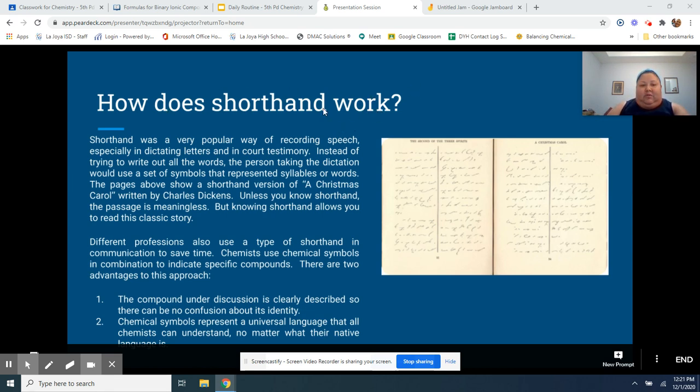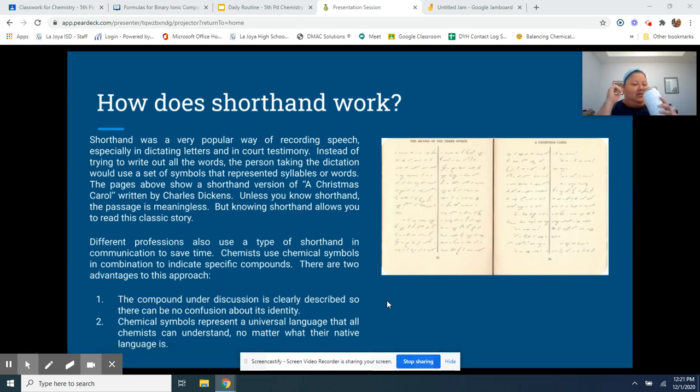So how does shorthand work? Who's going to help me read? Shorthand was a very popular way of recording speech, especially in dictating letters and in court testimony. Instead of trying to write out all the words, the person taking the dictation would use a set of symbols that represent syllables or words. The pages above show a shorthand version of A Christmas Carol, written by Charles Dickens. Unless you know shorthand, the passage is meaningless, but knowing shorthand allows you to read the classic story.